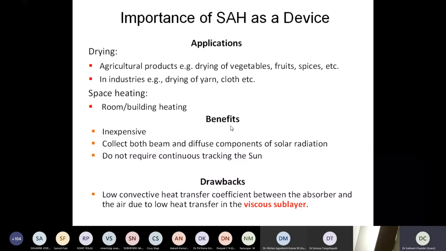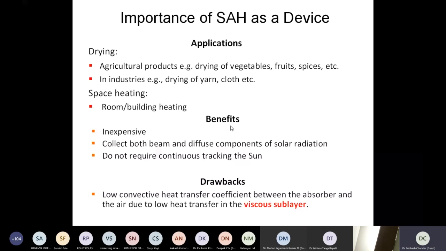So as I said, although this device is very simple and can be taken as a benchmark application, it also has a very useful domain where it can be put into use, right? Benefits: it's very inexpensive. Both beam and diffuse components of the radiation, as you have seen in the last photo, don't require continuous tracking of the sun, right? So it's a flat surface, put it in one direction facing south, at a 45-degree angle, and most of the time we can allow the radiation to fall on that surface and make use of it.